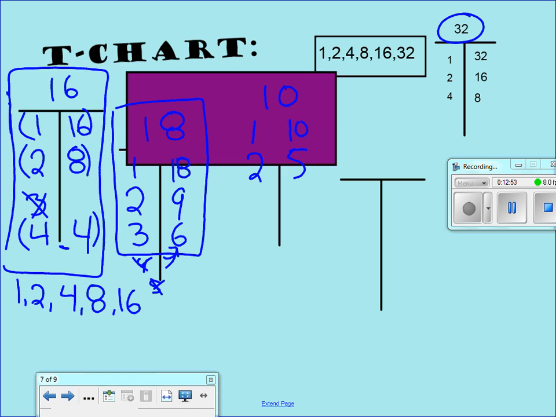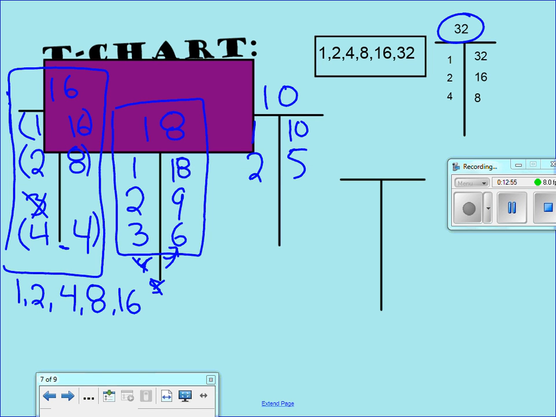All right. So I have this one already completed for you guys. I started with 1 and 32. And then we got 2 and 16, 4 and 8. So these are factor pairs, and this is it in the full list formation.